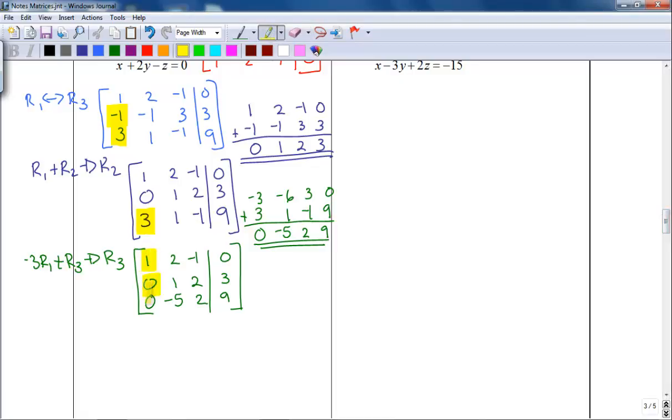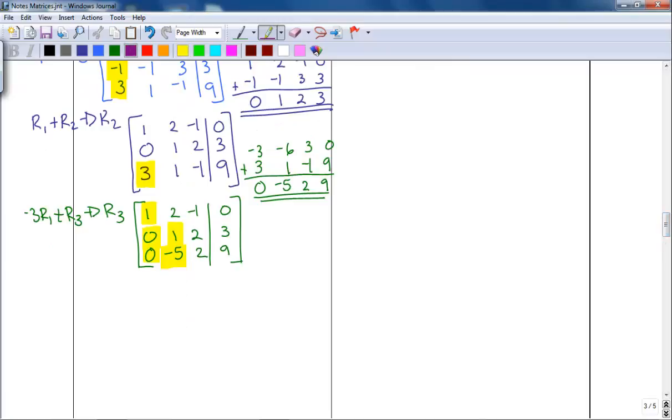This is a 1 with 0s underneath it. Then the next main diagonal would have a 1 there. Well, I just lucked out that that already has a 1 in row 2 in the second position. But now I need to get a 0 underneath that 1. Well, how would I get a 0 underneath that 1? Well, if I were to multiply row 2 by positive 5 and add it to row 3 as my new row 3, I would get a 0 in that position.